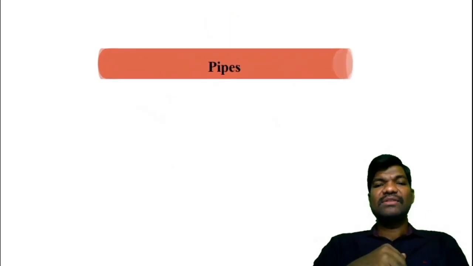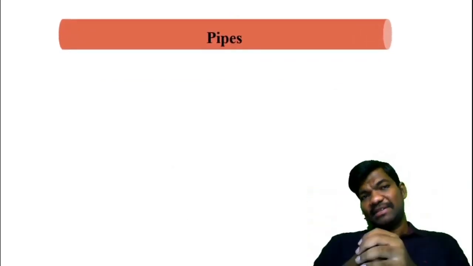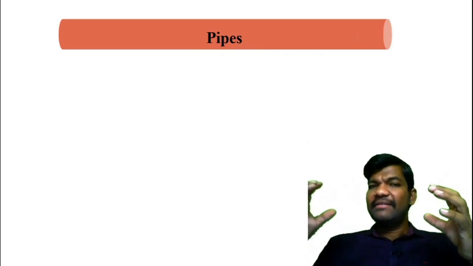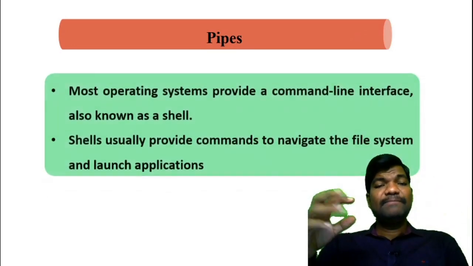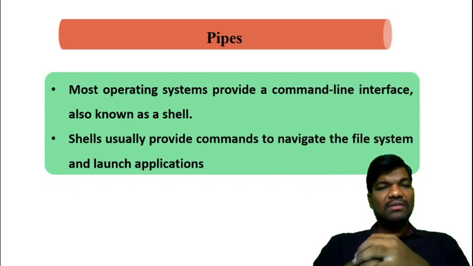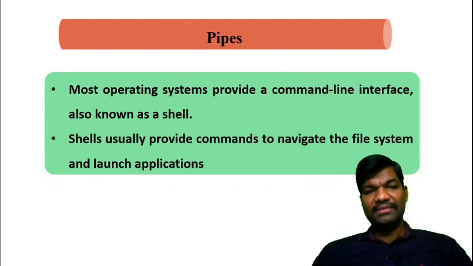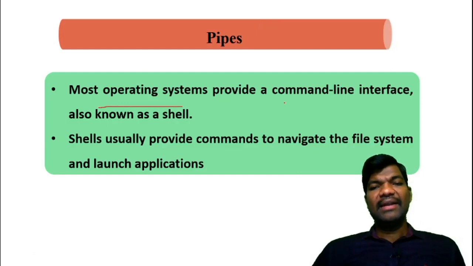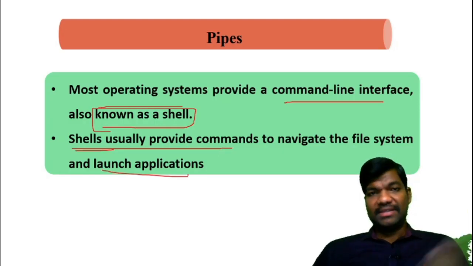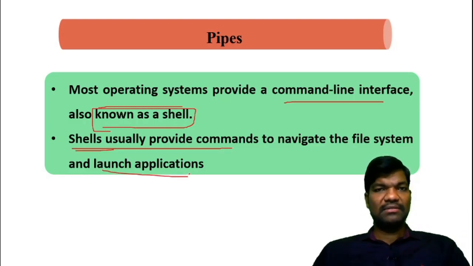First one, pipes. What is meant by pipes? It's a linking, so one operation is linked with another one. First, coming to the command line interface, most operating systems provide a command line interface. That is called a shell program. By using the shell, we can launch applications, any applications.